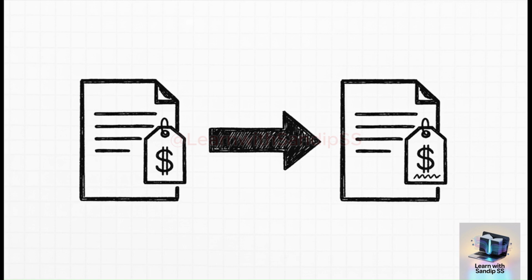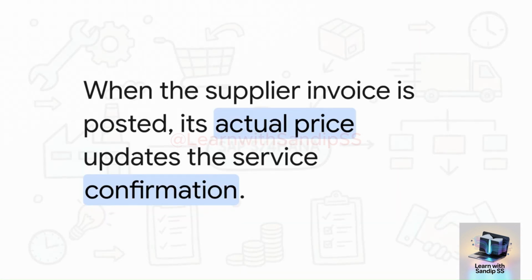But as we know, that might not be the final price. And this is where the magic happens. When that supplier invoice finally gets processed, the system actually goes back and updates the service confirmation with the actual invoice price. This is what ensures you're billing your customer based on what you really paid, not just what you thought you were going to pay. Honestly, it's the key to protecting your profit margins on every job.